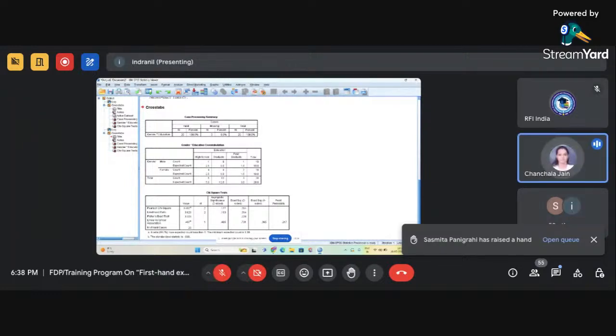So I hope the chi-square goodness of fit and independence of attributes are both clear to everyone. Yes, ma'am. Indranil sir is saying yes. What about the others? Is everyone okay with this? Yes, ma'am. Fine. Thank you.